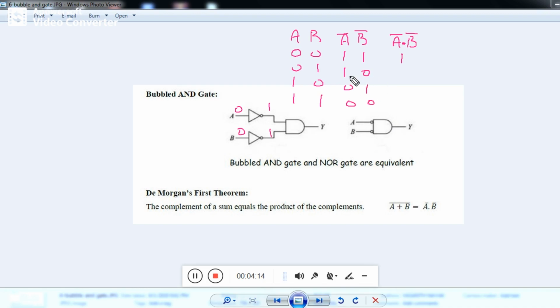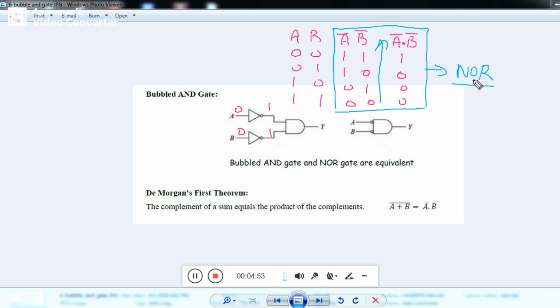Now, what is the output of this one? I mean, what is A bar into B bar? A bar into B bar is 0, 0, 0. Now, let me highlight this section. If you see this in the other direction, the combinations are 0 0, 0 1, 1 0, 1 1 and the output is 1 0 0 0. This is similar to the output of a NOR gate. If you use a NOR gate, you will get the same output.